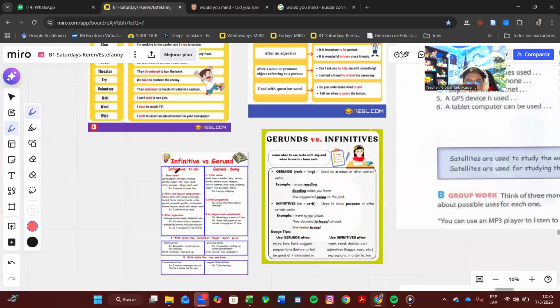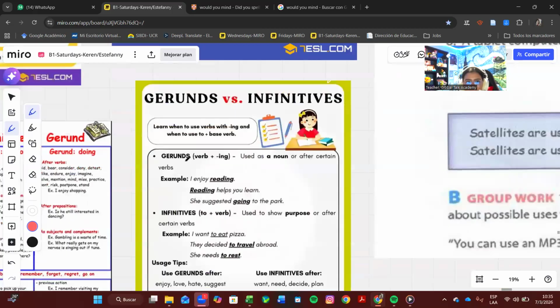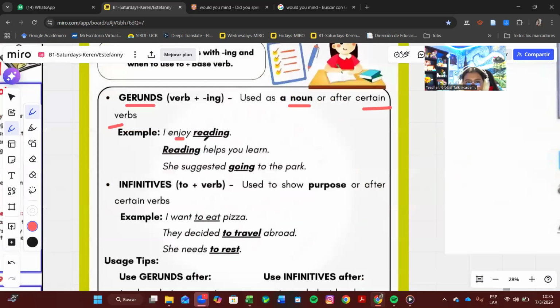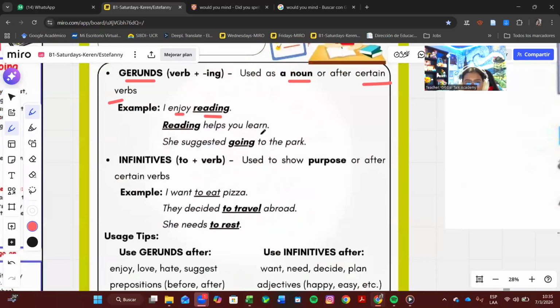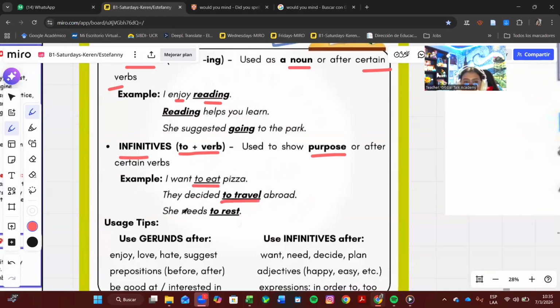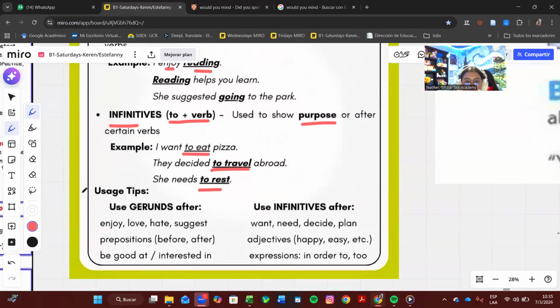So here we have some explanation about it. Here we have some differences. We have the gerunds. We use them as a noun or after certain verbs. So, I enjoy reading. Reading helps you learn. For example, she suggested going to the park. And then we have the infinitives, which is to plus verb, used to show purpose, or after certain verbs. So, I want to eat pizza. They decided to travel abroad. She needs to rest, okay? And here we have some tips.